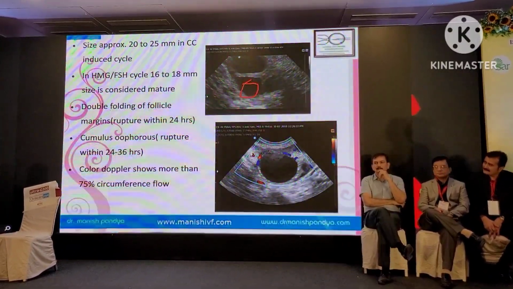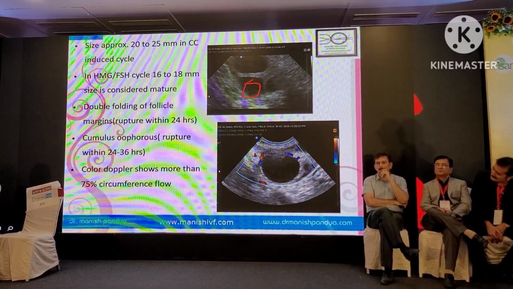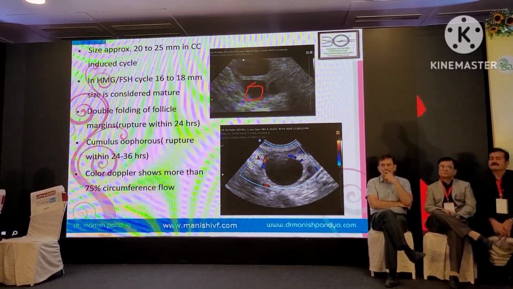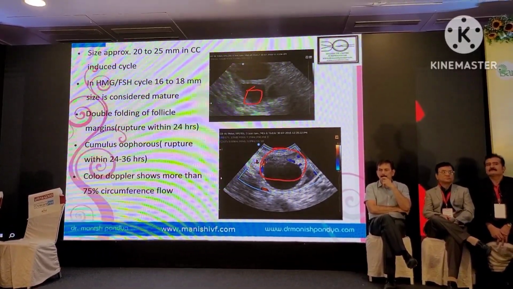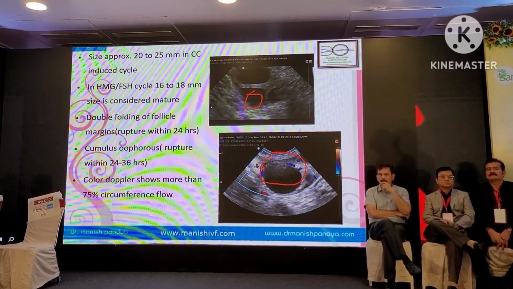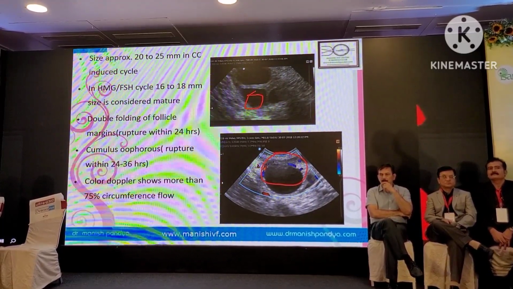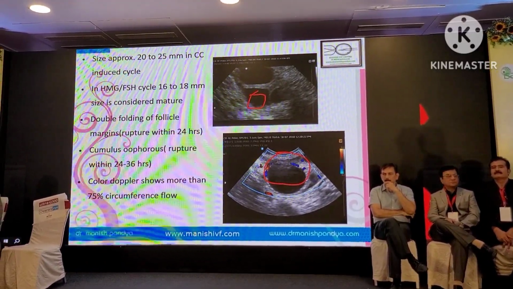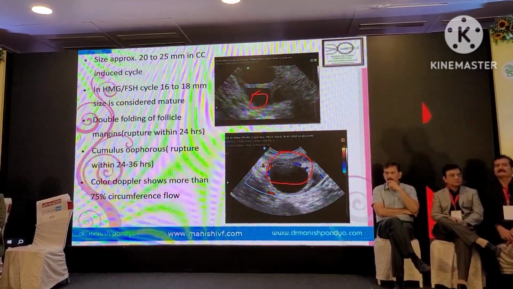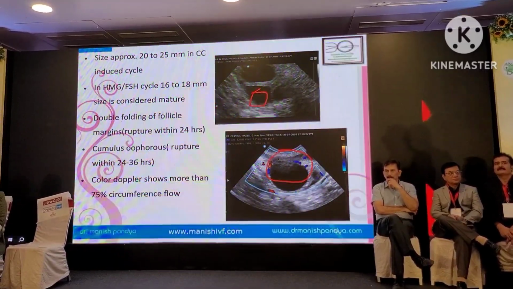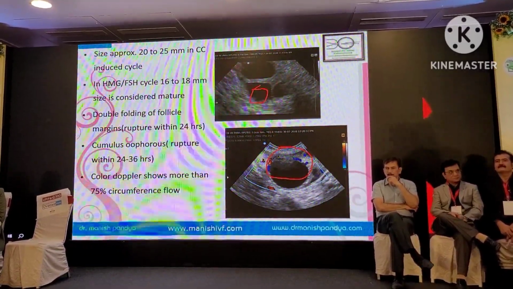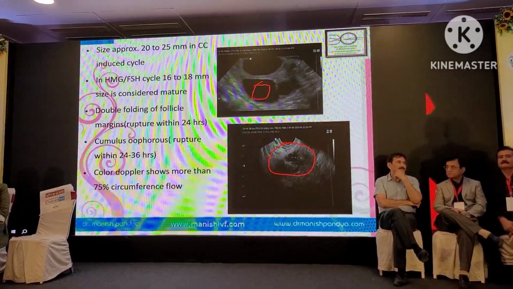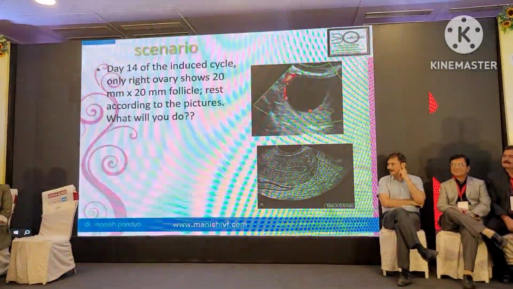If you see cumulus over there, it is already a sign of a mature follicle, plus more than 75% of perifollicular flow with a very good PSV and very good endometrial flow. You can say this follicle, or this ovum, is ready to get married. Right, it has achieved puberty. Okay. Then it is not allowed at puberty, sir, now in India.